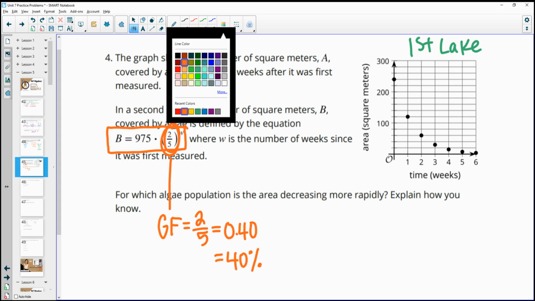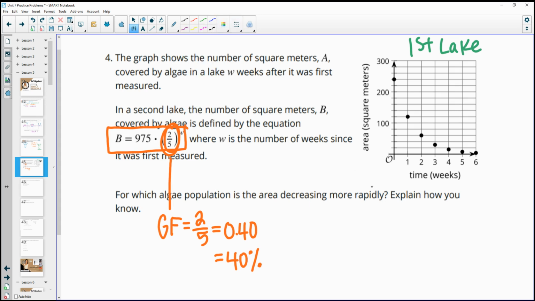Then in the first lake, we would want to calculate the growth factor because they give us just our ordered pairs or our dots. And so remember, we need to take a new measurement divided by the original or the one before it. You really want to do two consecutive numbers. So 0 to 1 is the one I like to do, but you can do 1 to 2, 2 to 3, whatever. And so I'm going to take these two.